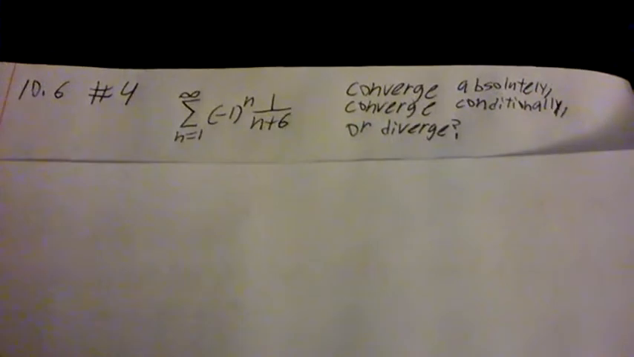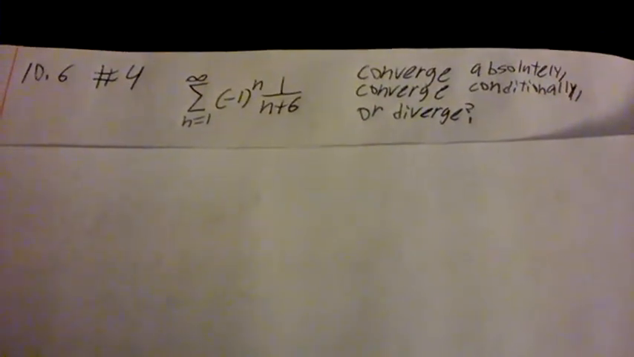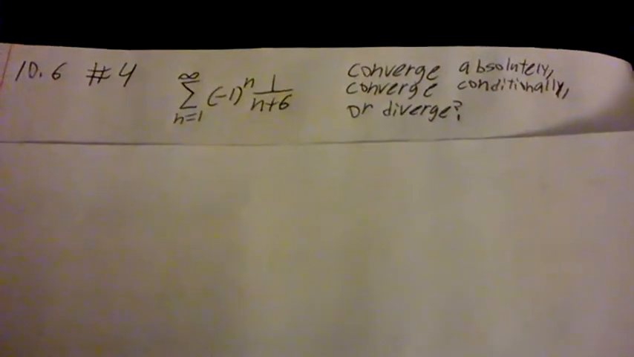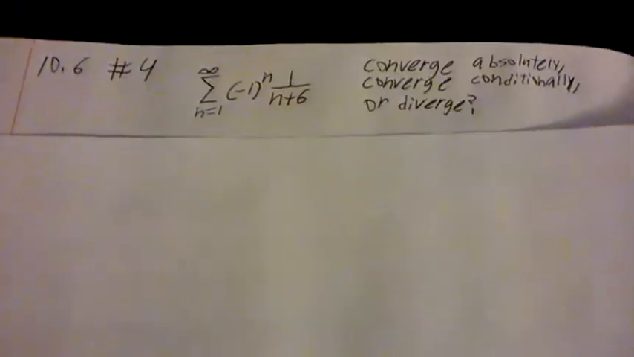Hi everyone, so my example is number 4 from section 10.6. It's the infinite series from n equals 1 to infinity of negative 1 to the n times 1 over n plus 6, and the question asks whether this converges absolutely, conditionally, or if it diverges.